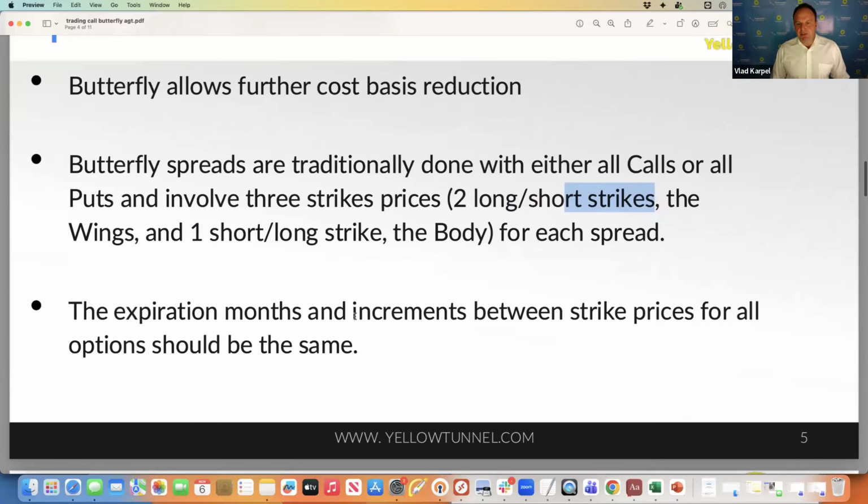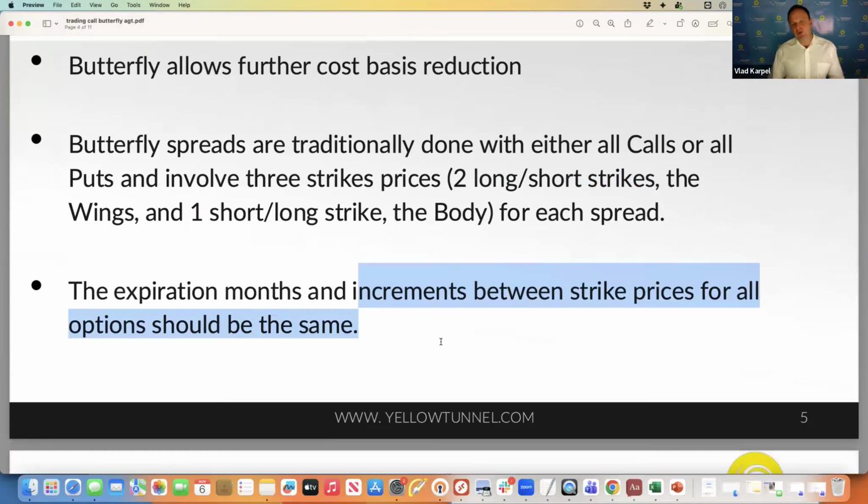The expiration months and increments between strike prices for all options should be the same, right? I mean, you can have a broken wing butterfly where one side of the strikes is 5 and the other is 10. But that would be the setup, right? Usually it's the same expiration month and it's an equal distance between the short and the long strikes.